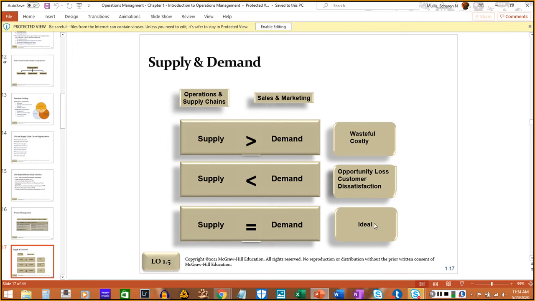Now, as far as the ideal situation, you want to have enough supply to take care of the demand, because then you don't have upset customers because the product is always there, and you're not wasting money because you're producing just enough products to meet the demand.